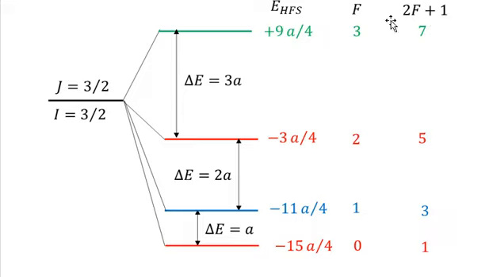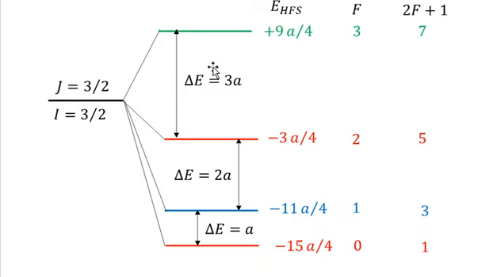And you know that these levels will be 2f plus 1 times degenerate. That is, there are 2f plus 1 levels, and all these levels will have the same energy. We call them the degenerate levels. The degeneracy of the level is defined by 2f plus 1. So if f is equal to 3, then 2f plus 1 is equal to 7.